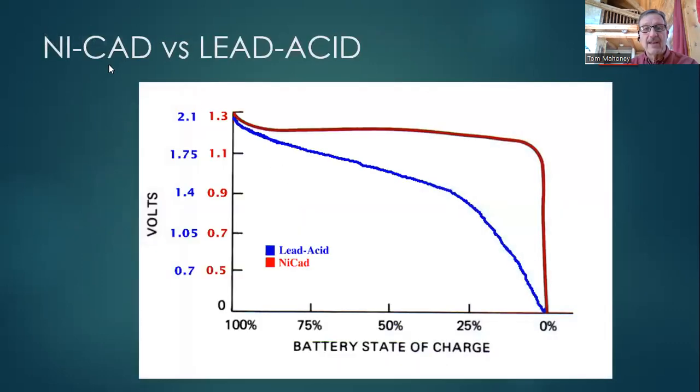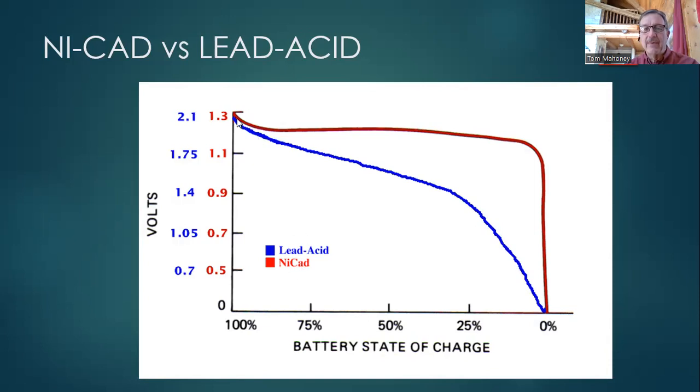Well, let's take a look at NiCad versus a lead acid. So in the blue line right here, you'll see that that is a lead acid battery. And its output diminishes right as soon as you start using it. The output diminishes and tapers off. Its output continues to diminish throughout its use.